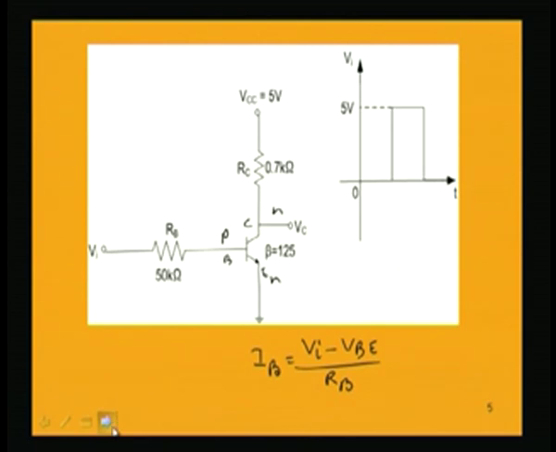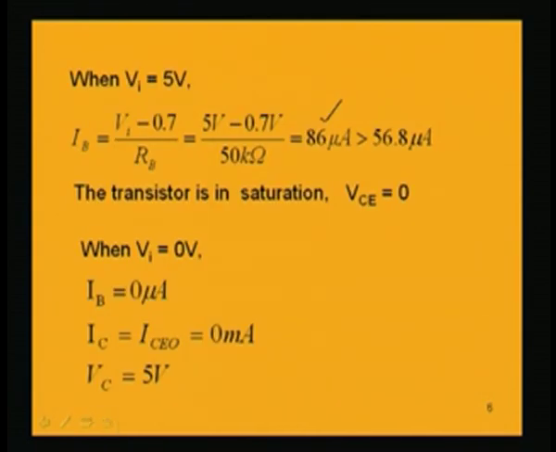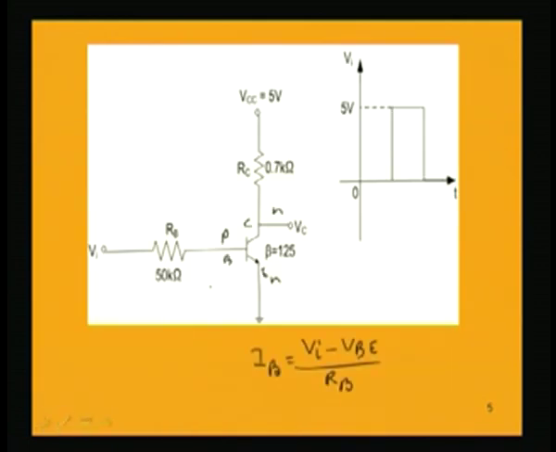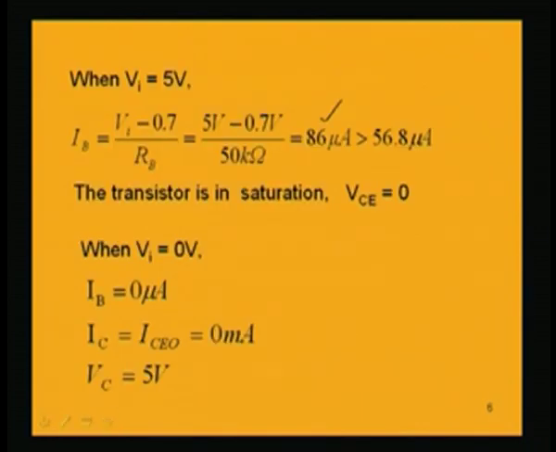So, when base current is 0, the collector current is only the reverse saturation current, and here we have assumed that the reverse saturation current is also 0. That is why we are getting at the output a voltage equal to 5 volt, because output voltage is equal to Vcc minus Ic into Rc. Now, Ic is equal to 0, since Ib is equal to 0. So, we are getting Vc equal to Vcc, that is 5 volt. That means when input voltage is 0 volt, we are getting 5 volt at the output.